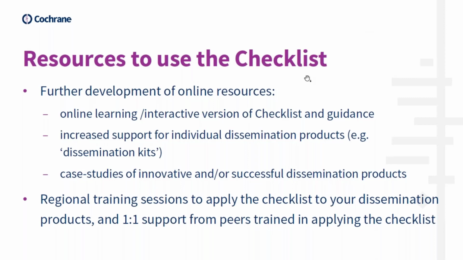And the last resource that we are in the process of organizing will be a series of regional training sessions. So you'll be able to learn how to use this checklist and how to do your dissemination work with this checklist in a face-to-face environment. And specifically, it will be from your peers. So we'll be training a cohort of trainers from across Cochrane to be able to provide support to you in applying this checklist to your work.